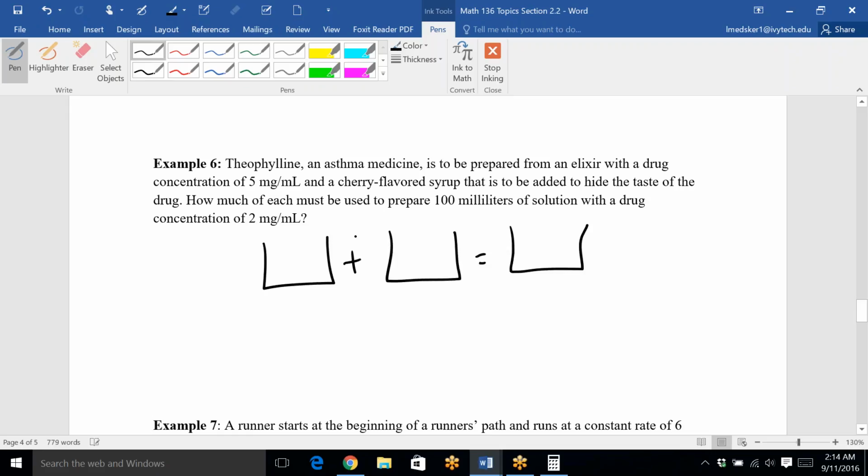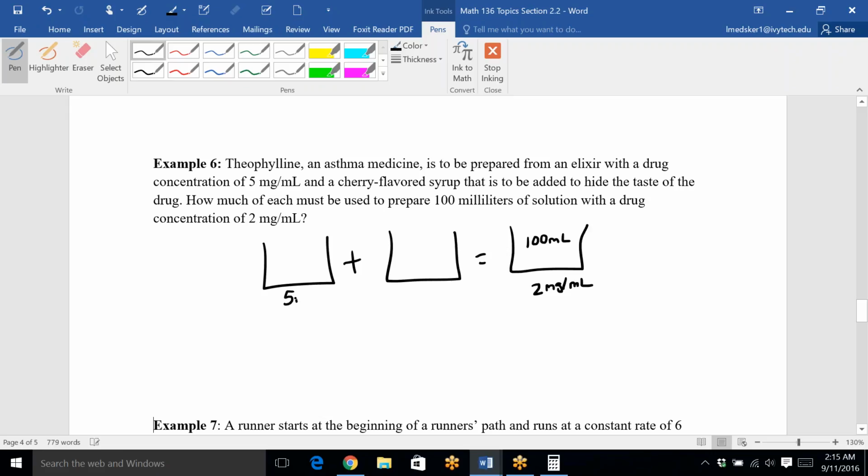except something different is happening than there was in example 5. When we did example 5 in class, everything that was in a bucket was something that had the glaucoma medicine in it. So we're a little bit different here. We've got some medicine that we're going to put in, but there's also a cherry-flavored syrup that we're mixing to it, which will have no drug concentration in it, and then we want a final result. So we want 100 milliliters of a 2 milligram per milliliter concentration.